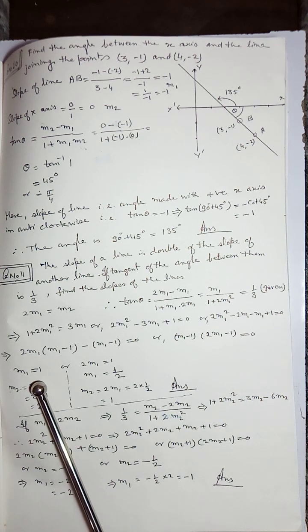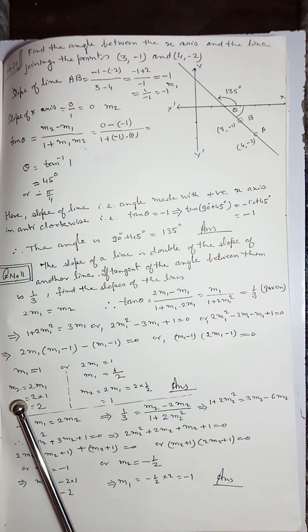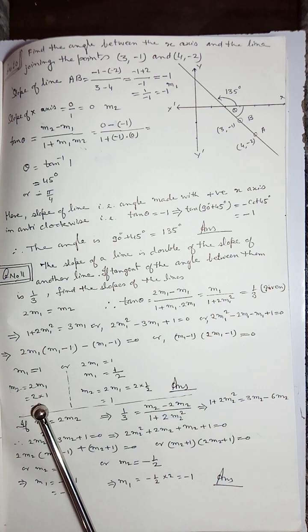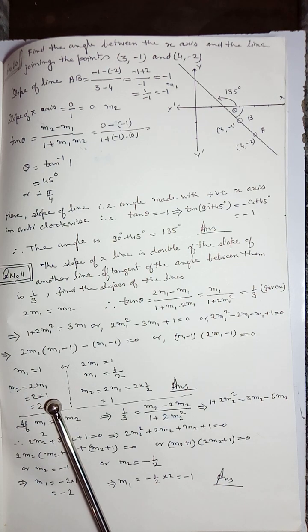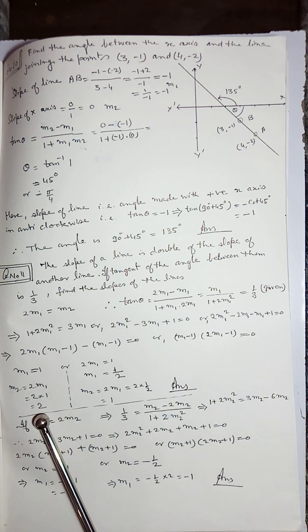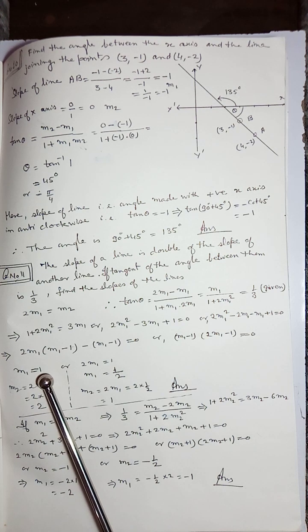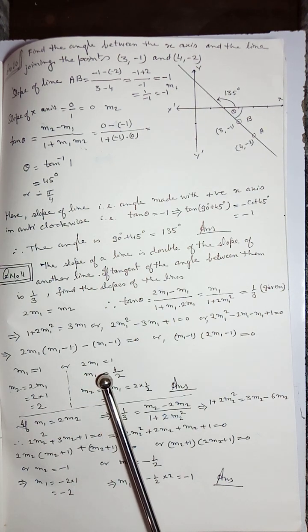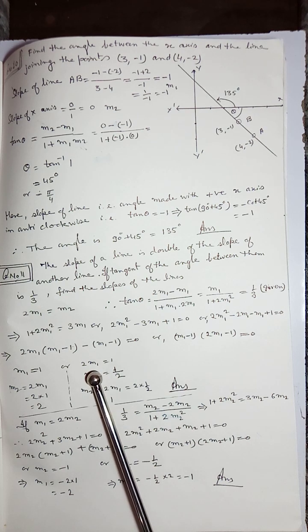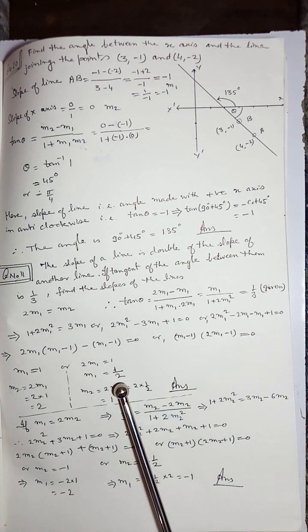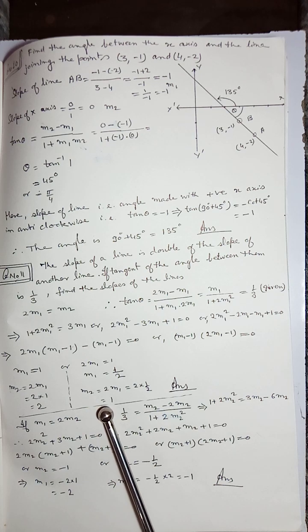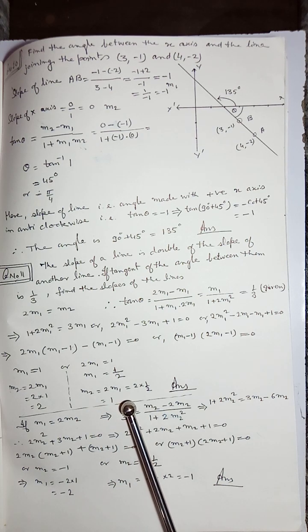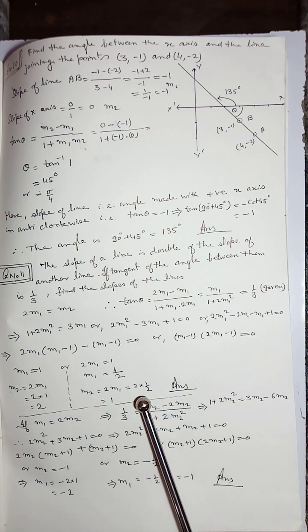Here, if you put m1 is equal to 1, you will get m2 is equal to twice of m1, and hence it will be equal to 2 into 1, that is 2. So when m1 is 1, m2 is 2, double. Then 2m1 is equal to 1, so m1 will be equal to 1/2. So m2 will be equal to 2m1, that is 2 into 1/2.